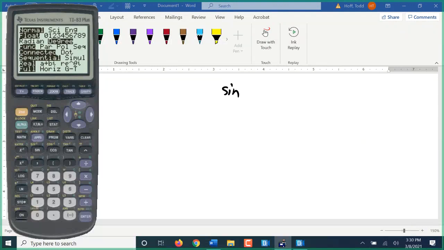So hit your mode key and find where it says radians or degrees and select degrees. Might have to arrow down. You don't see a radian or degrees? There you go. Now, some of them have degrees, radians, and gradients. Gradients are a little bit different than radians. Gradients was their attempt to metricize.